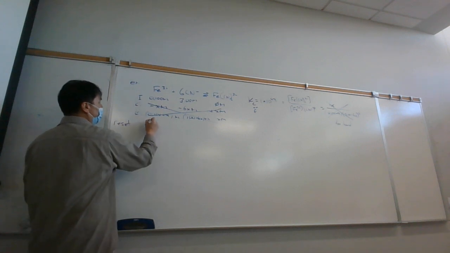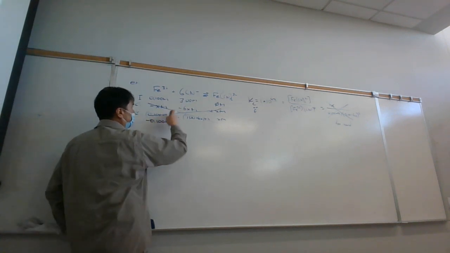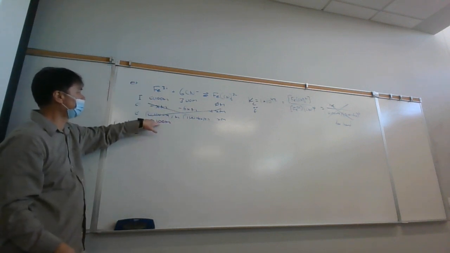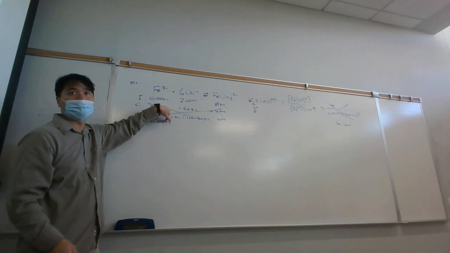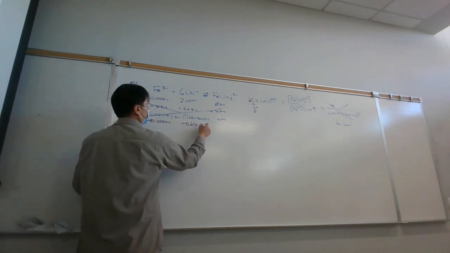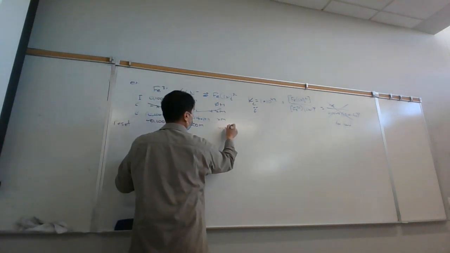Iron. So we're going to lose all the iron. We lose all the limiting reagent. And then how much cyanide will we lose? Well, for every 0.1 iron, we're going to lose 6 times that. In other words, it's going to be 0.6. And then we're going to gain 0.1 over here.